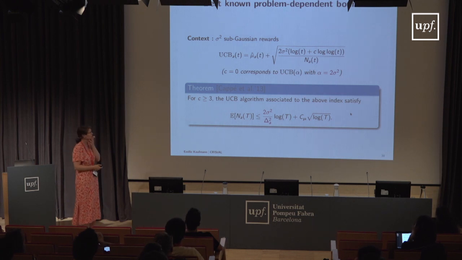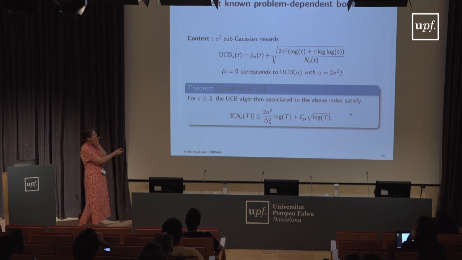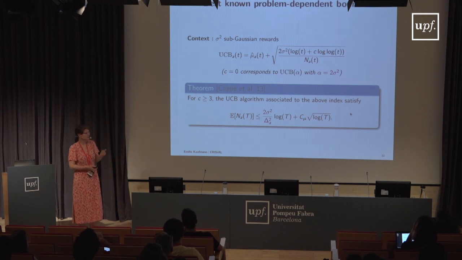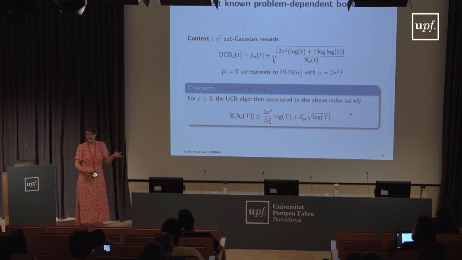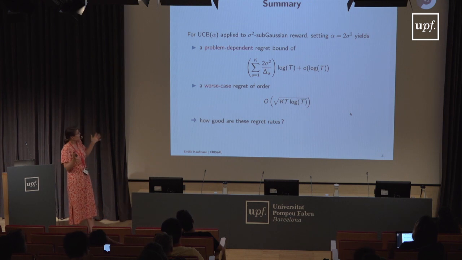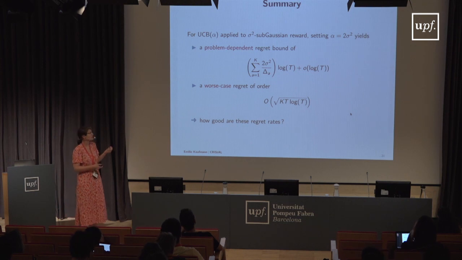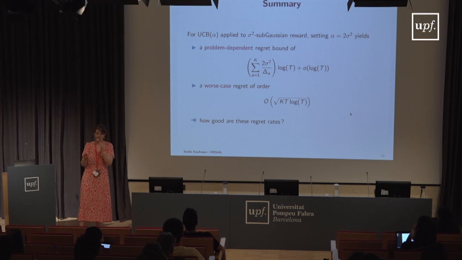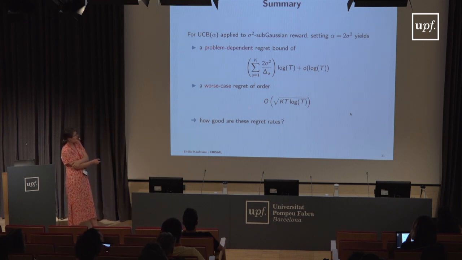So if you have sub-Gaussian rewards, you could select the UCB to be mu hat plus square root of 2 sigma log t divided by N_a. And this is the best constant that you can get in front of the log with this algorithm. So for the algorithm that I called UCB alpha for sigma sub-Gaussian rewards, what it proves is that if we set the parameter alpha to be 2 sigma squared, so alpha was governing the size of the confidence bonus, we get a worst case bound of square root of KT log T and a problem-dependent bound scaling with this quantity.